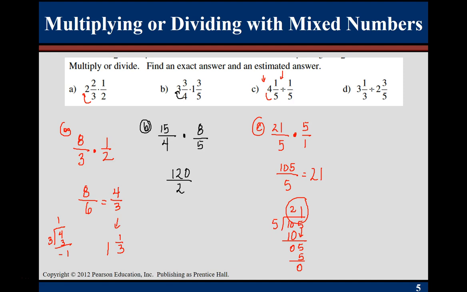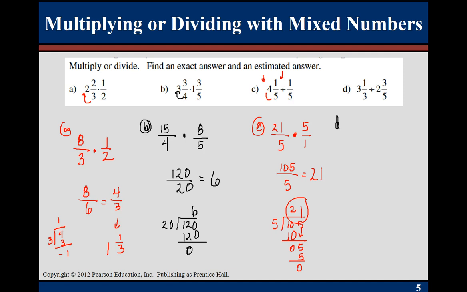5 times 4 is 20. And 20 goes into 120 6 times, without any remainder, since 6 times 20 is 120. And so 120 over 20 is just 6.